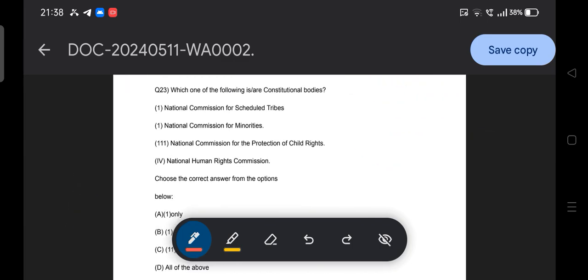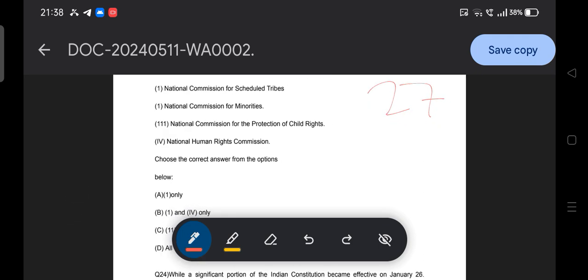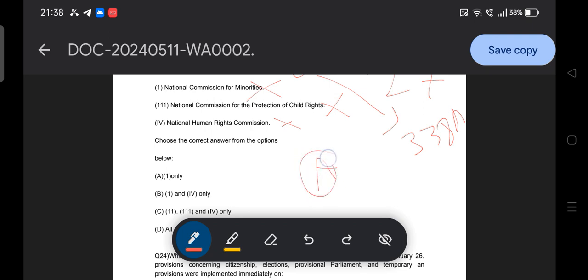Moving to the next, question 27: which of the following are constitutional bodies? National Commission for Scheduled Tribes is a constitutional body, Article 338A. Then National Commission for Minorities, no. National Commission for Protection of Child Rights, no. Then Human Rights Commission, it's also no. So the answer of this question is option A. Question number 27, option A.